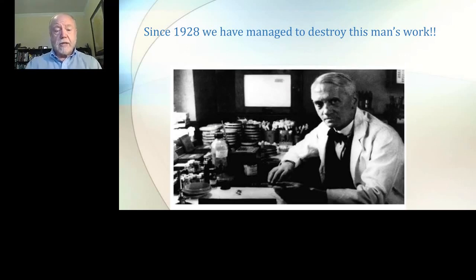For those of you who recognize him, this is Sir Alexander Fleming, who made his momentous discovery in 1928. It took about 14 years for penicillin to actually be manufactured, but nevertheless, this is Alexander Fleming, and since 1928 we have, as I put it here, managed to destroy pretty much this man's work.